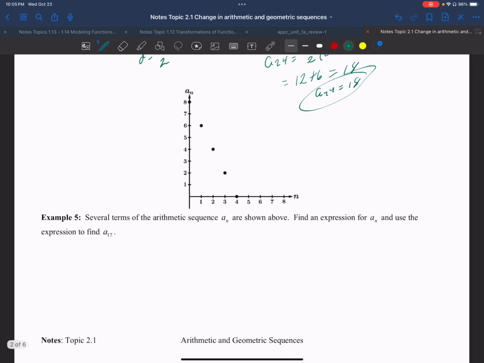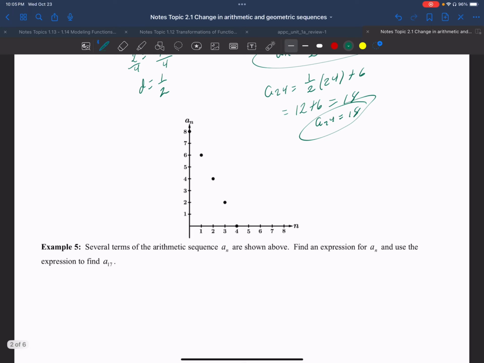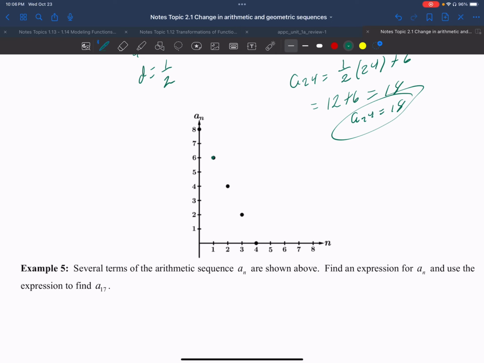The next one is giving me a different representation. It says several terms of the arithmetic sequence a sub n are shown above. Find an expression for a sub n and use that expression to find a sub 17. So again, these points represent input and output. So I'm just going to pick two of them and circle them, and that's what I'm going to be working with. Again, these are going to be your n's at the bottom.